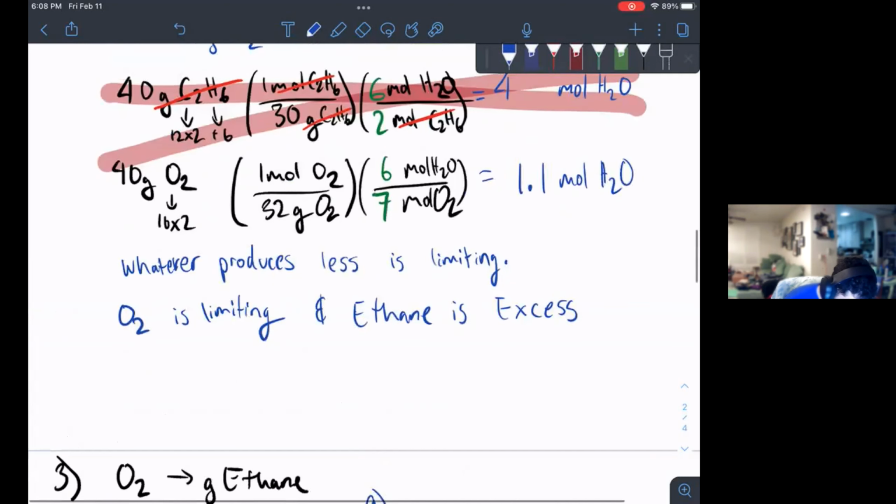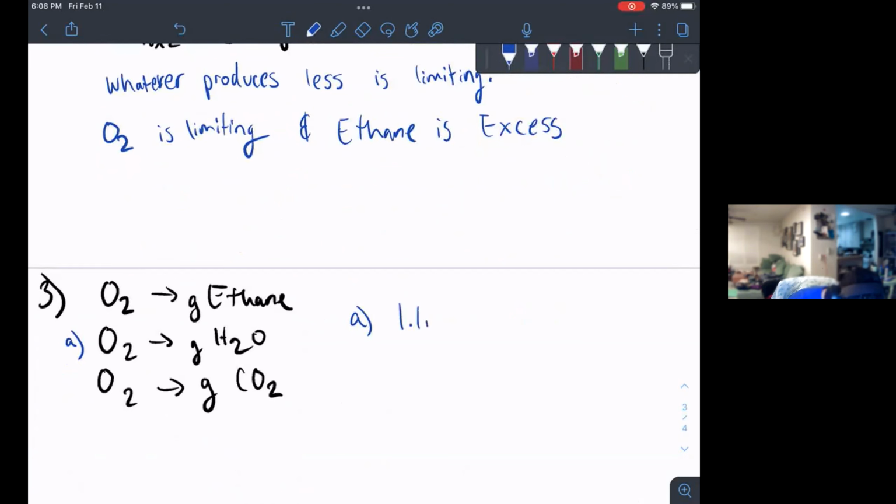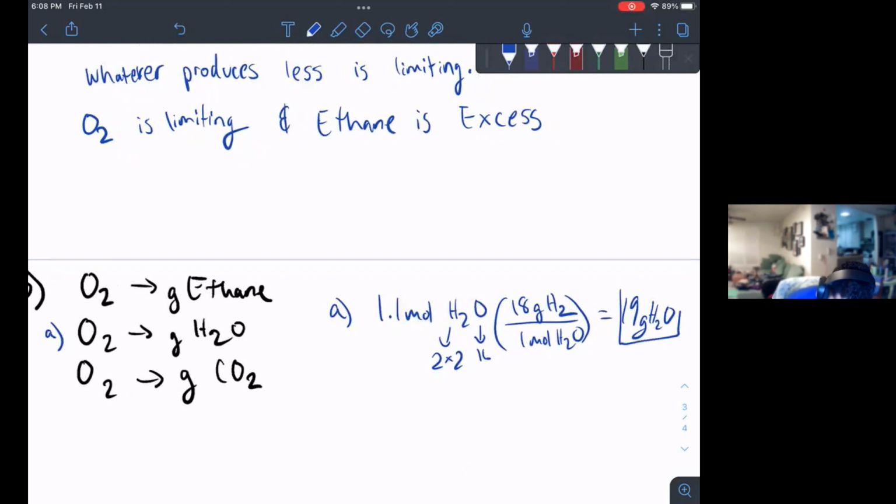For A, we know that 40 grams O2 equals 1.1 mole H2O. So I'm just going to go 1.1 mole H2O and convert 1 mole H2O into 18 grams H2O using the atomic mass, H being 2, we have 2 of those, and O being 16. And so that's just going to be 19 grams H2O. And so water is done. That's how much water we're going to get out of this.